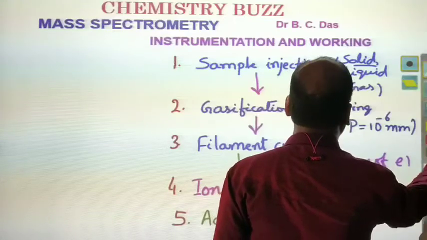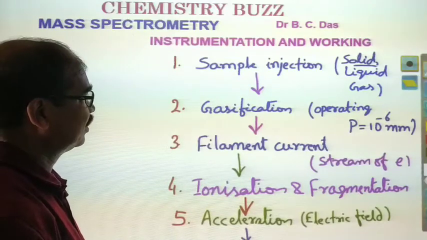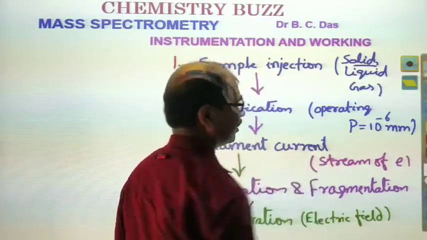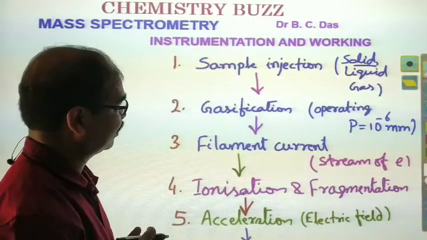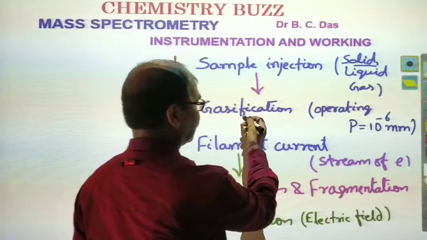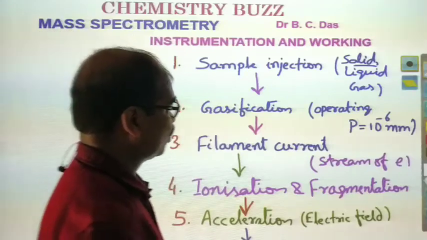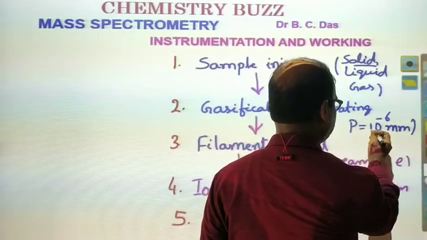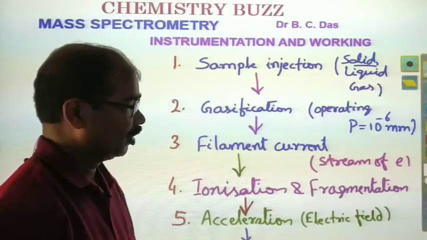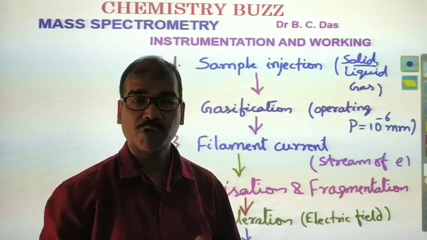When the substance is solid or liquid, it is gasified. So the first step is the sample injection. The sample is injected into the mass spectrometer. Then it is gasified. The second process is gasification, and the instrument operates at a pressure of 10 to the power minus 6 mm mercury. This indicates the spectra is studied almost in vacuum.